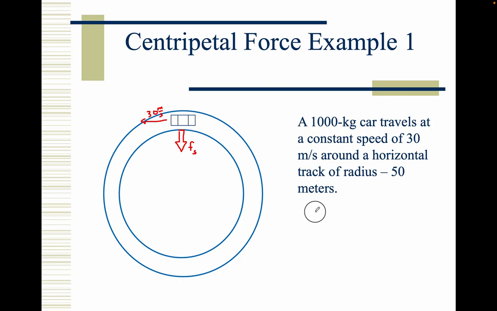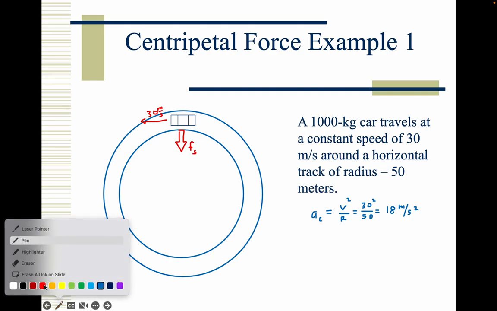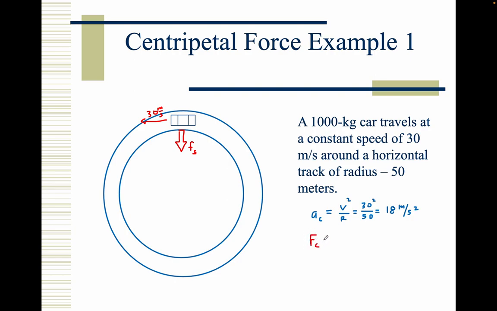First thing we do is find the centripetal acceleration. And if you remember the formulas there, in this case we have velocity and radius, so probably do v squared over r. And our centripetal acceleration this time, 30 squared over 50 should give us, if I did my math right, 18 meters per second squared. So what's the centripetal force need to be? Centripetal force, again, remember, is just the centripetal acceleration times the mass, ma. So in this case, what's the force required? It's just going to be 18 times 1,000, or 18,000 newtons.